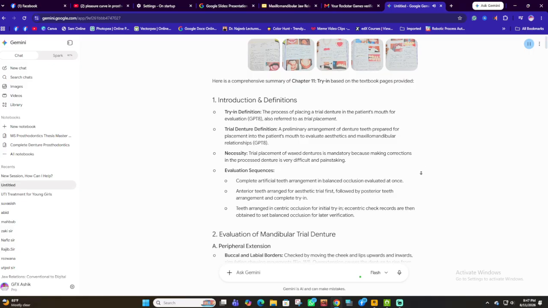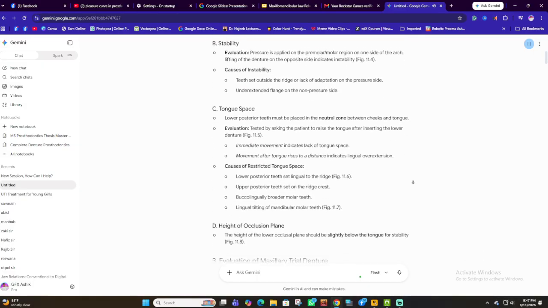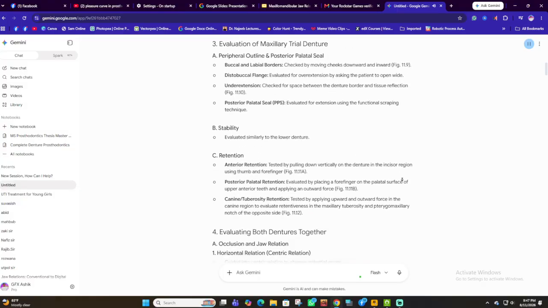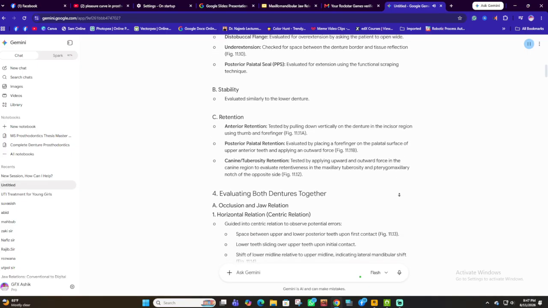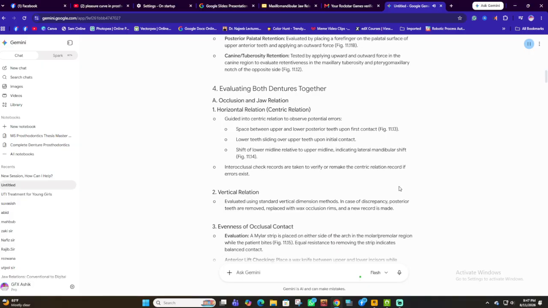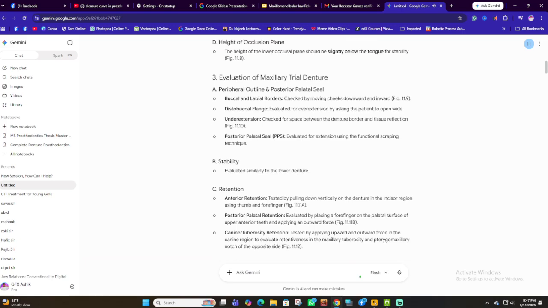A. Peripheral outline and posterior palatal seal. Buccal and labial borders are checked by moving cheeks downward and inward, Fig. 11.9. The distobuccal flange is evaluated for overextension by asking the patient to open wide. Underextension is checked for space between the denture border and tissue reflection, Fig. 11.10. The posterior palatal seal, PPS, is evaluated for extension using the functional scraping technique. B. Stability is evaluated similarly to the lower denture.